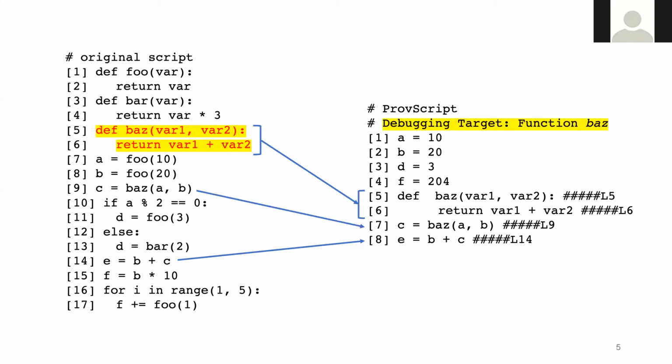Then, ProvBuild generates a shortened script, ProvScript, shown on the right, which only contains the definition of bad and the subsequent assignments relevant to bad. Other irrelevant variables are treated as constants. So, the generated ProvScript only contains lines 5, 6, 9, and 14.